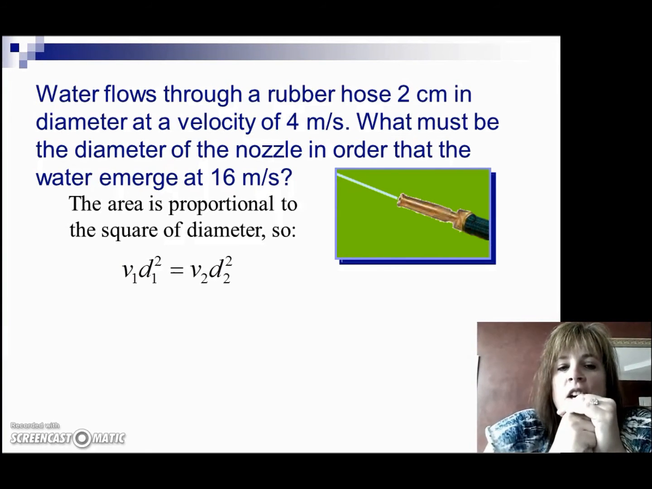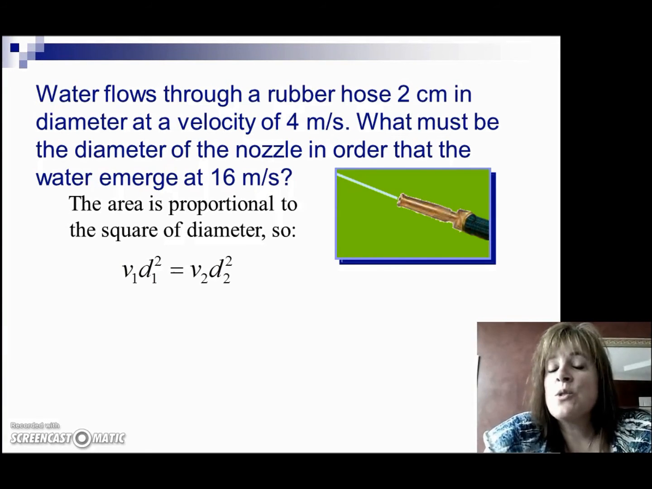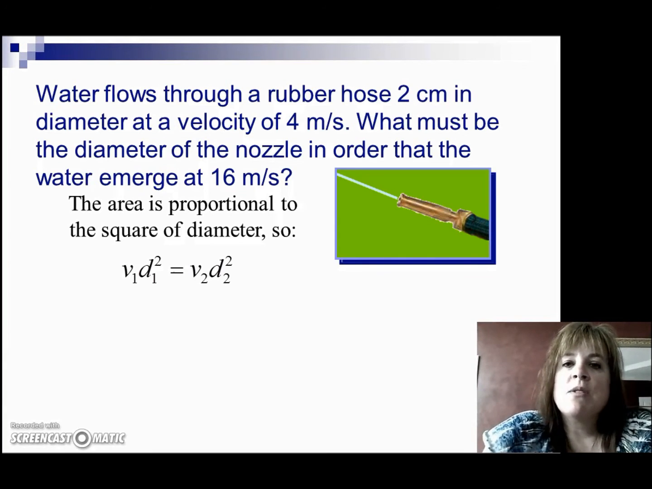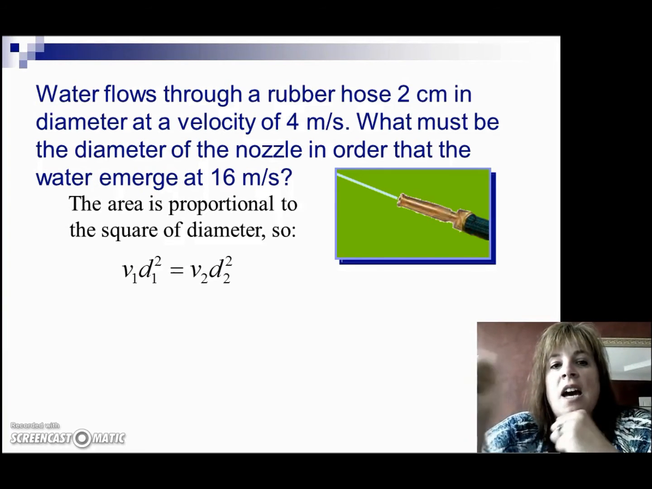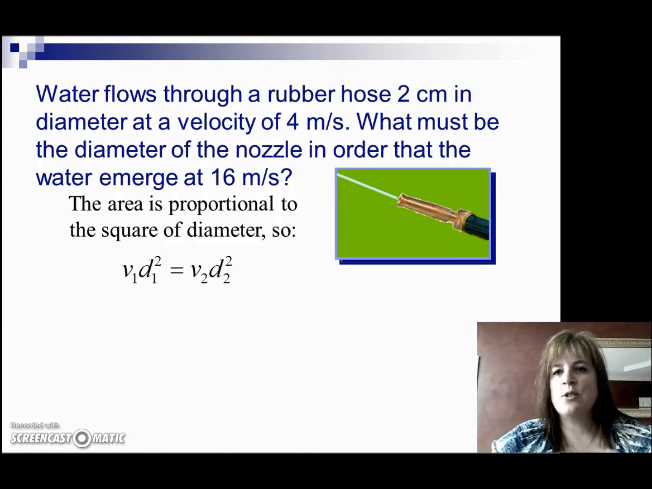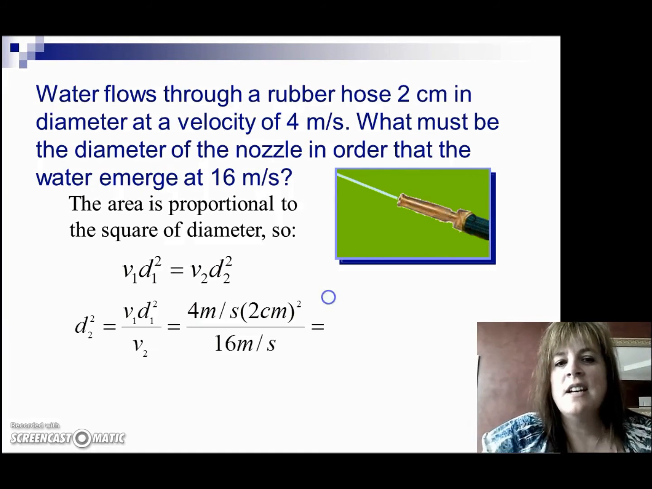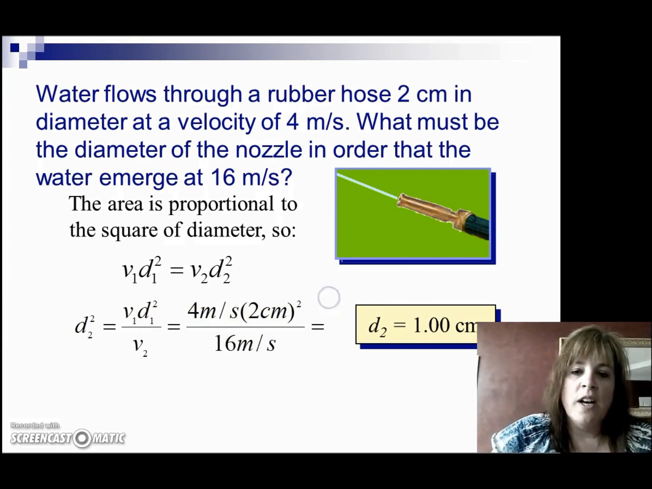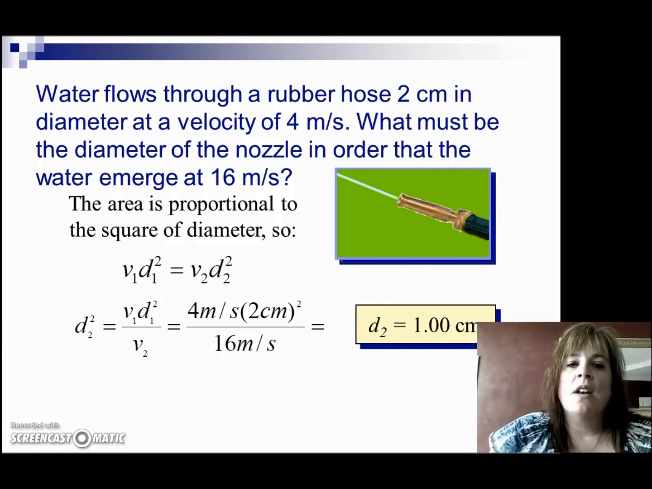So if I plug and chug now, I have 2 squared, and I don't have to change units since they'll be the same on both sides. 2 squared times 4 has to equal 16 times d squared. Well, that's easy. 2 squared is 4, times 4 is 16. Divide by 16. That gives me 1, and the square root of 1 is still 1. So my diameter is 1 centimeter.